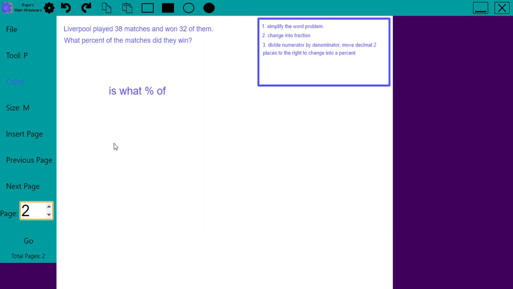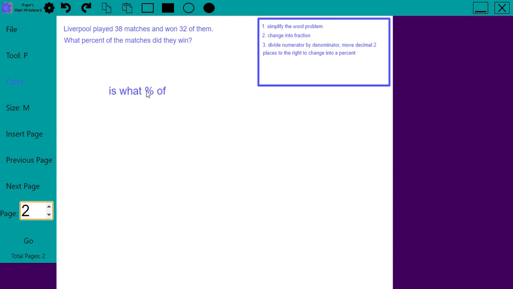Now this is what the other one will look like. This one will have 2 numbers, and you're going to have to find the percent. So Liverpool played 38 matches and won 32 of them. What percent of the matches did they win?